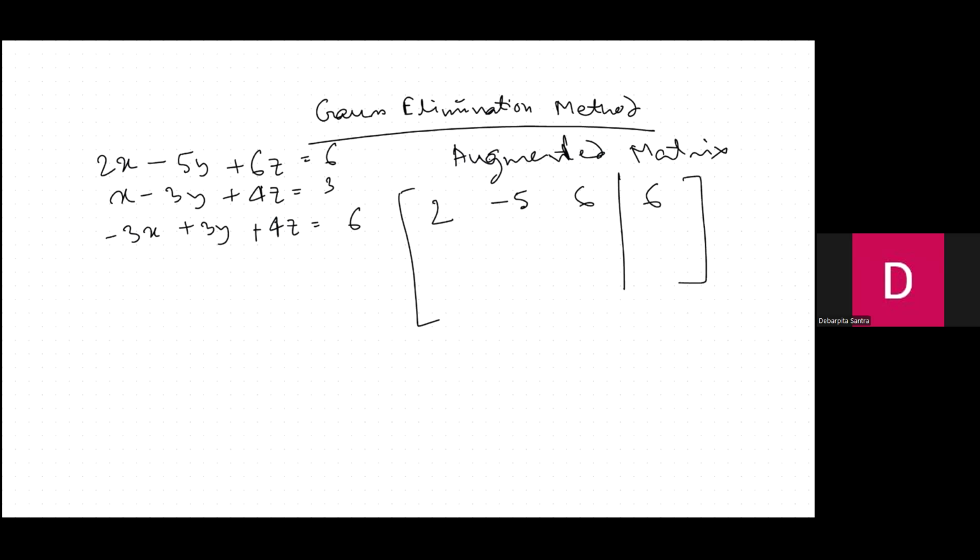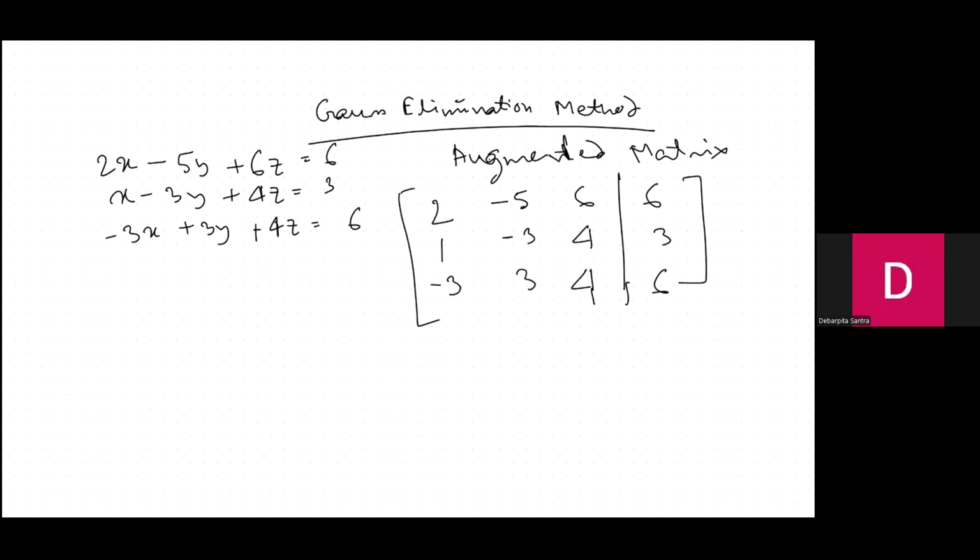Similarly, from the second equation, the coefficient of x is 1. The coefficient of y is minus 3. The coefficient of z is 4. And on the right hand side, we write 3. From the third equation, the coefficient of x is minus 3, the coefficient of y is 3, and the coefficient of z is 4. And on the right hand side, that is 6. So this is our augmented matrix.